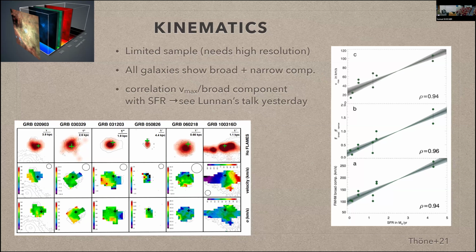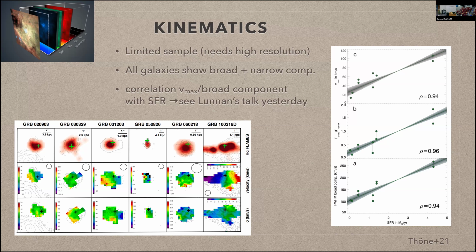I just very quickly want to mention kinematics, also to show the few other GRB hosts where we have IFU spectra. Lunan mentioned yesterday in her talk that they detect some outflow in magnesium. In this case, I think it was in the supernova and not in the host spectrum. So we might see something similar in gamma-ray burst hosts.